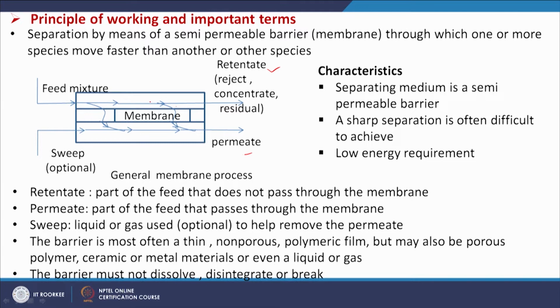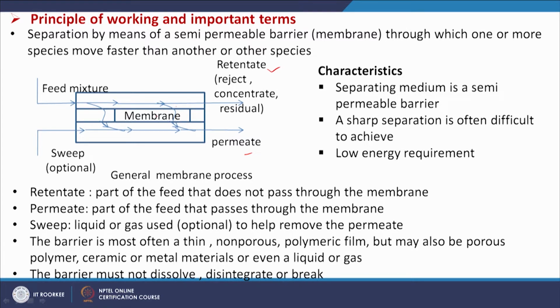Then how is this water passing through the pores? The size of the water molecules is smaller than the pollutants. So, pollutants are being arrested, and water is going through. So, different terms we are getting: retentate, the part of the feed that does not pass through the membrane; permeate, the part of the feed that passes through the membrane; sweep, liquid or gas used to help remove the permeate; and the barrier is most often a thin non-porous polymeric film, but may also be porous polymer, ceramic or metal materials, or even a liquid or gas, and the barrier must not dissolve, disintegrate or break.